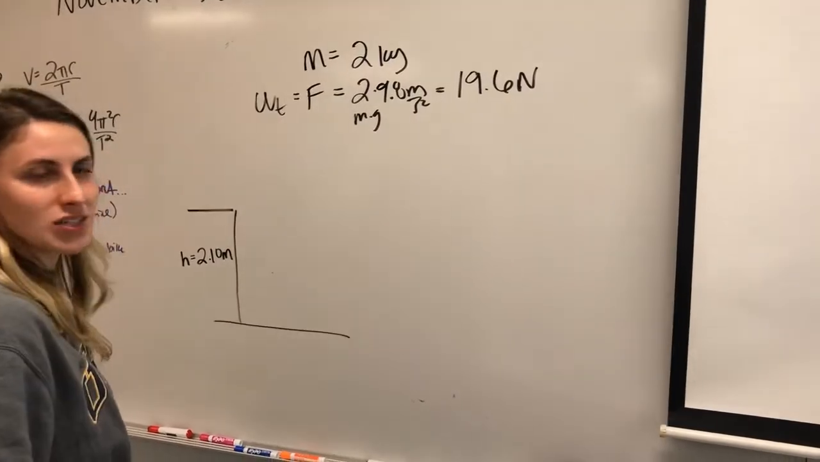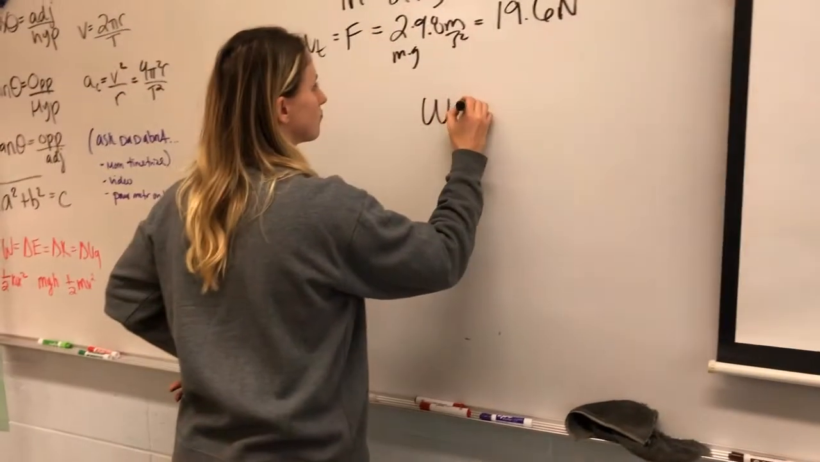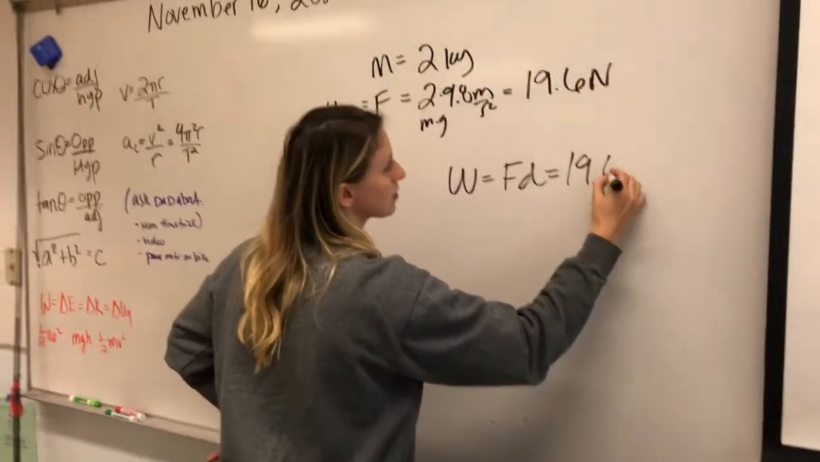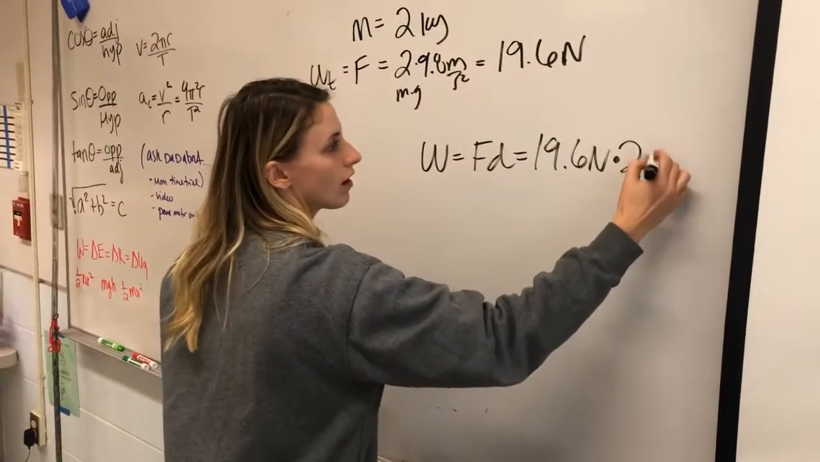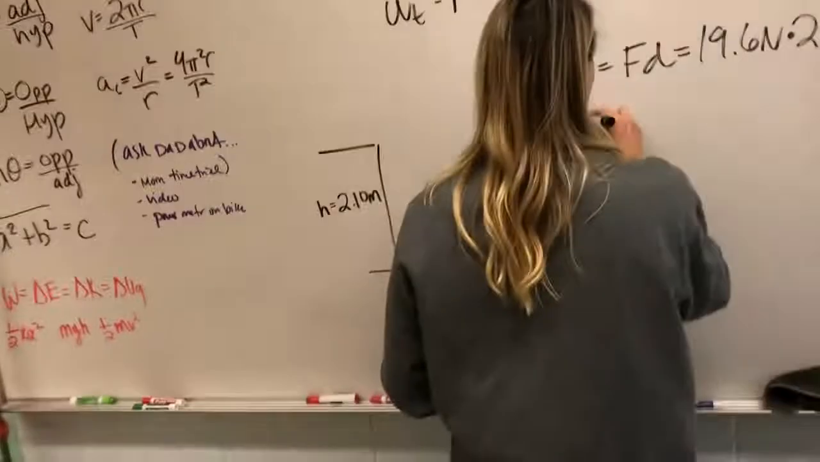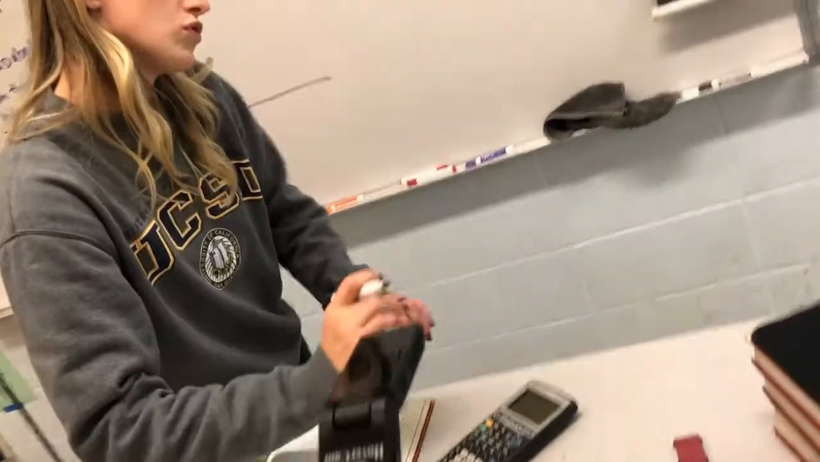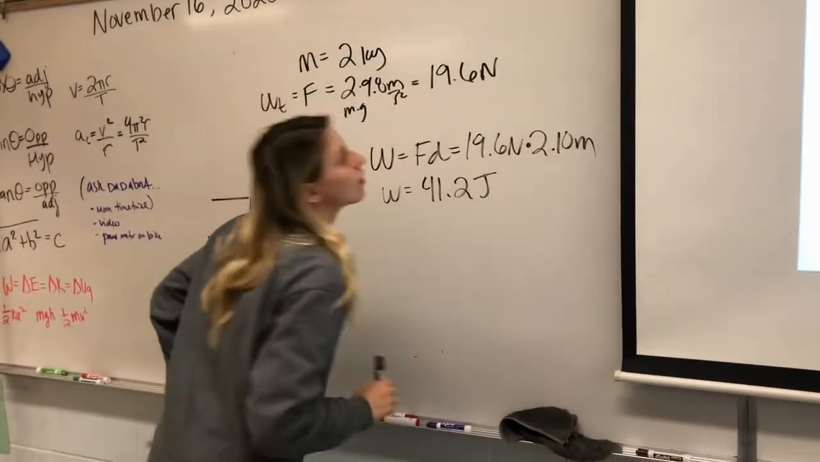How much work did you do? Well, work is force times displacement in the direction of the force. Our force is 19.6 newtons. Your displacement is 2.10 meters. Times 2.1, I get 41.2. So that's how much work was done.